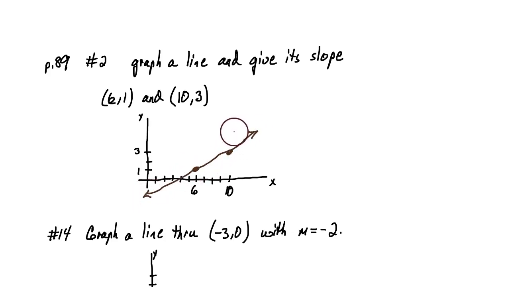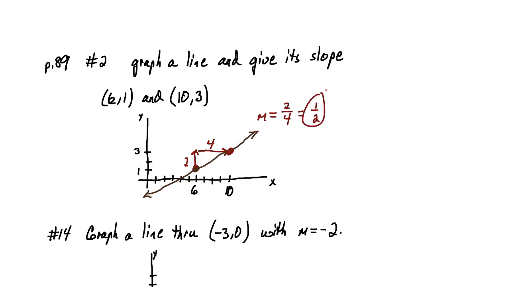To find the slope, we want to count rise and run. Start at this dot and travel to this dot. How many units are you rising? You're going from a 1 up to a 3. That's 2 units. How many units are you running to the right? We're going from a 6 over to a 10. That's 4 units. So m is equal to a rise of 2 over a run of 4. And this reduces to a half.